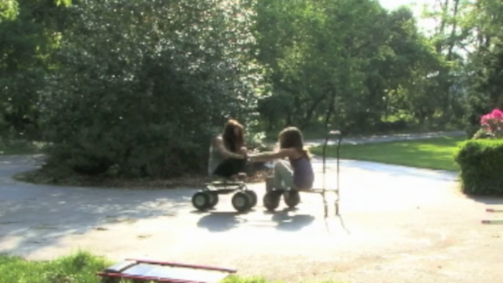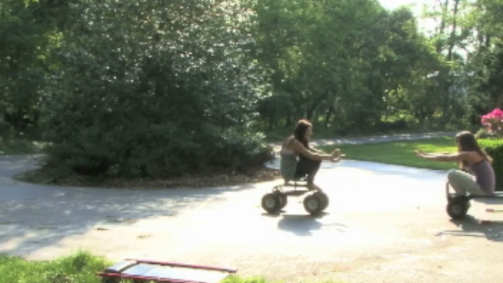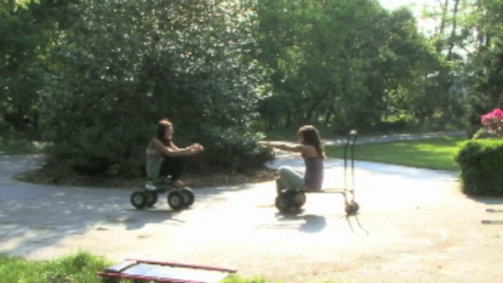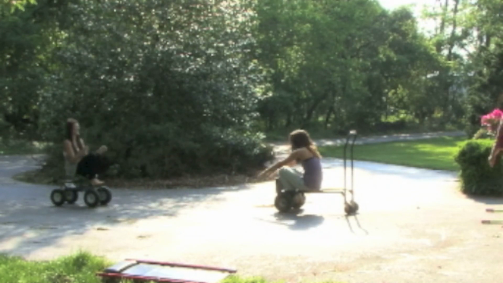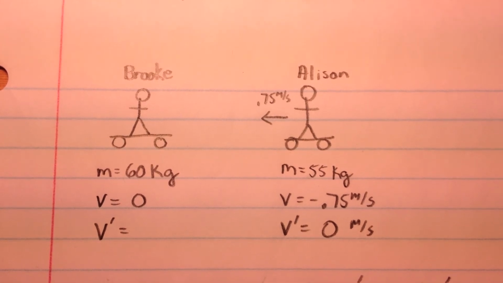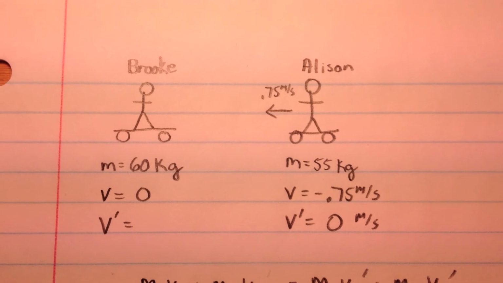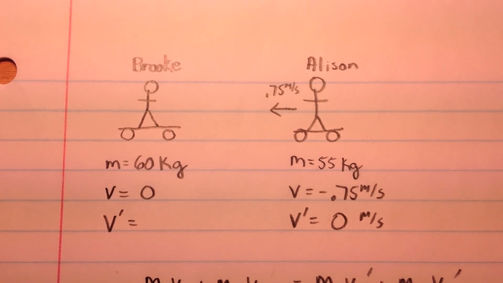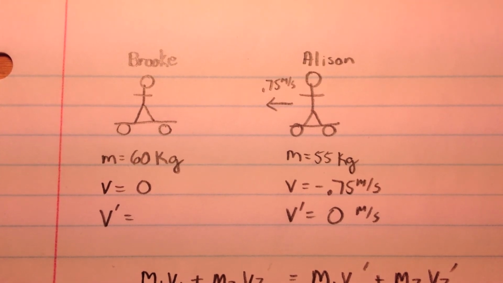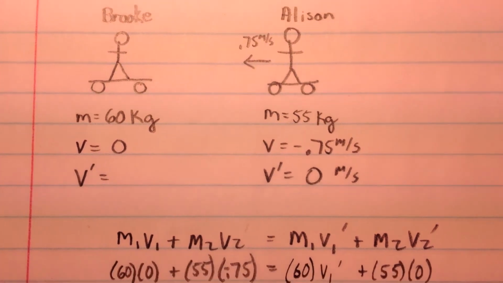Let's look at a real collision between Allison Terrell and Brooke Phillips. Brooke was originally at rest and Allison was moving from the right. Okay, in this problem, Allison is approaching Brooke at a speed of 0.75 meters per second from the right. Brooke is at rest. You'll notice that after the collision, Allison came to rest. We want to know what speed will Brooke have after the collision.